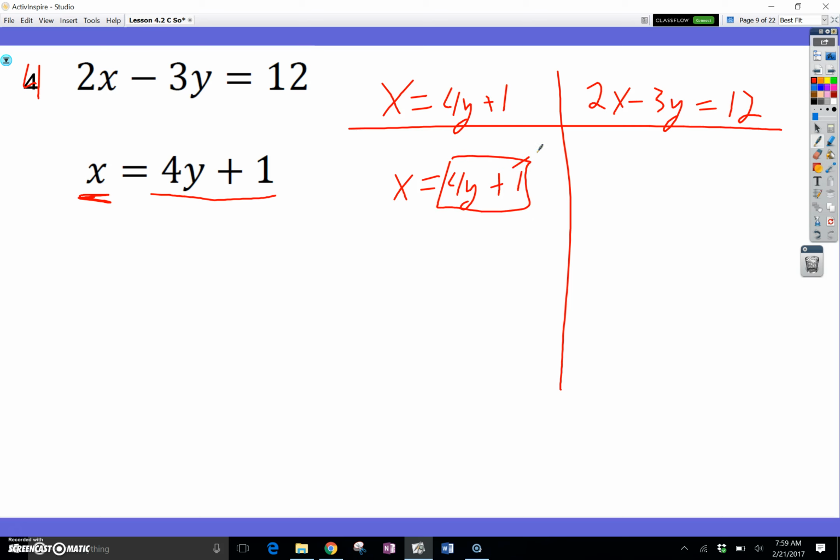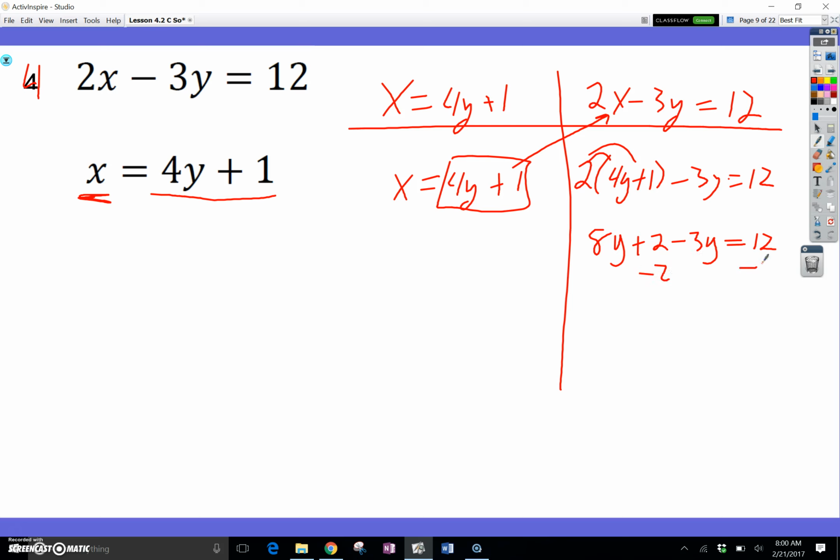All I need to do is substitute that in for right there. So that would give me 2 times the quantity of 4y plus 1 minus 3y equals 12. So when I distribute, this would give me 8y plus 2 minus 3y equals 12. And then I would minus 2 and combine like terms. This would give me 5y is equal to 10. And I would divide each side by 5 to get y equals 2.